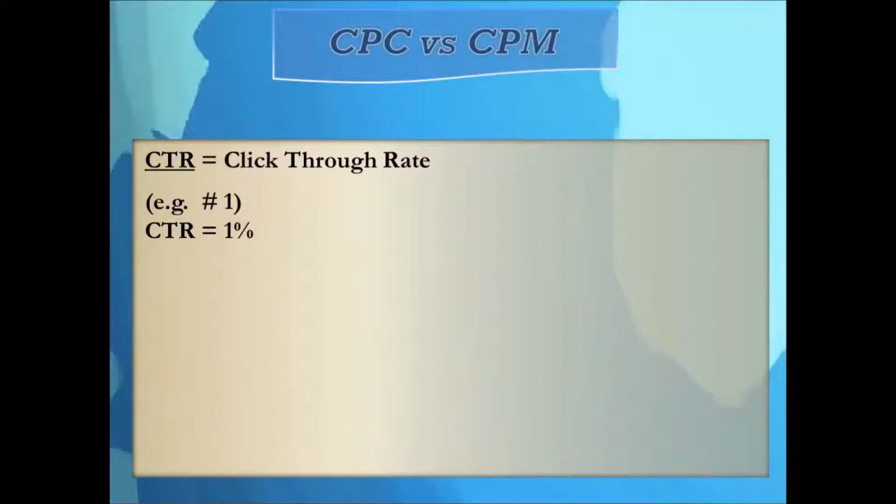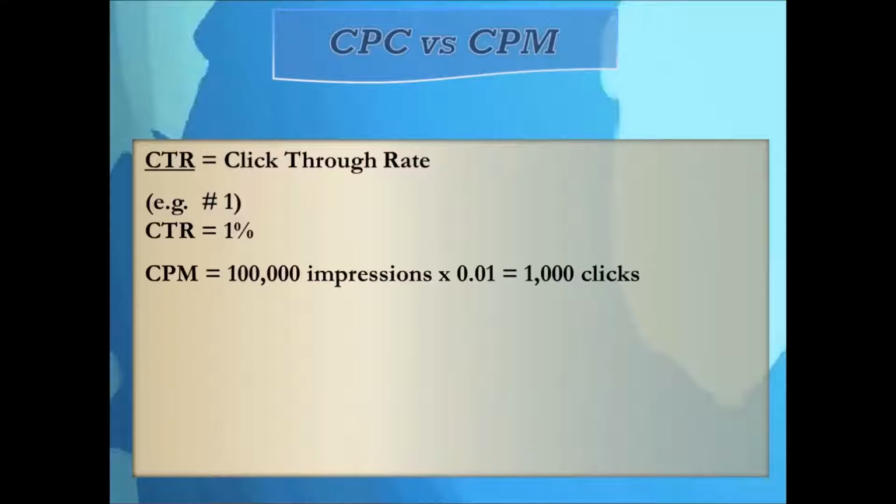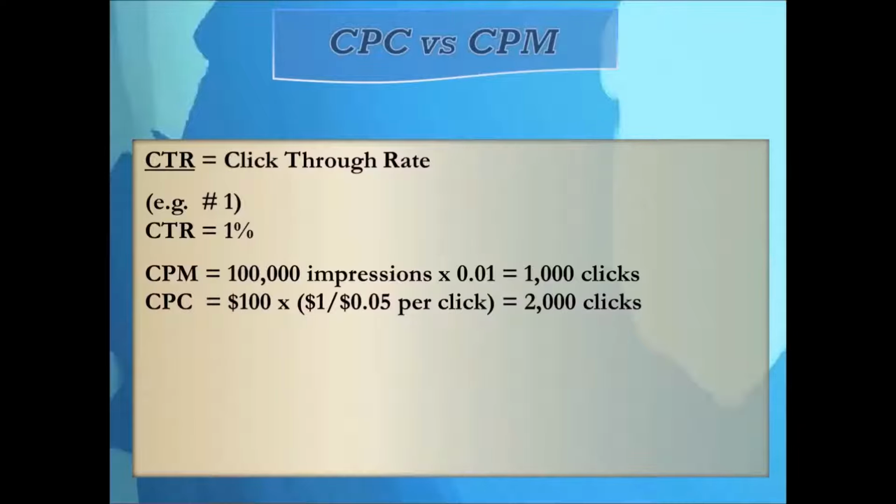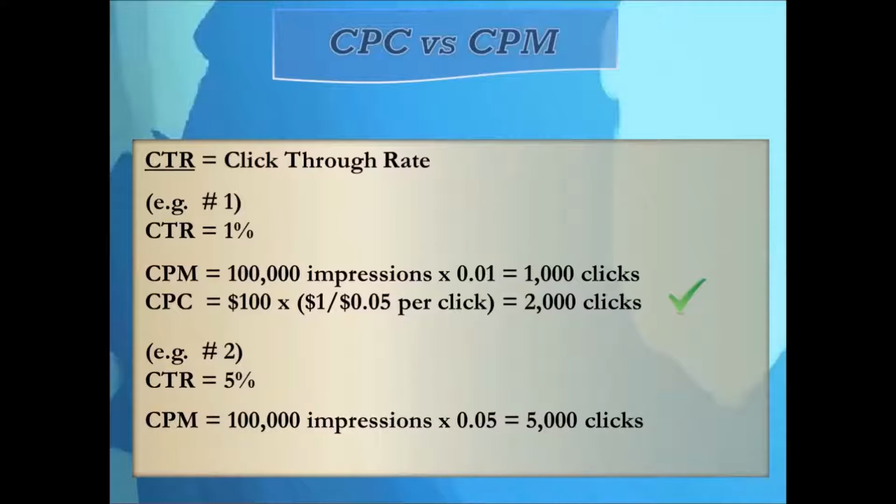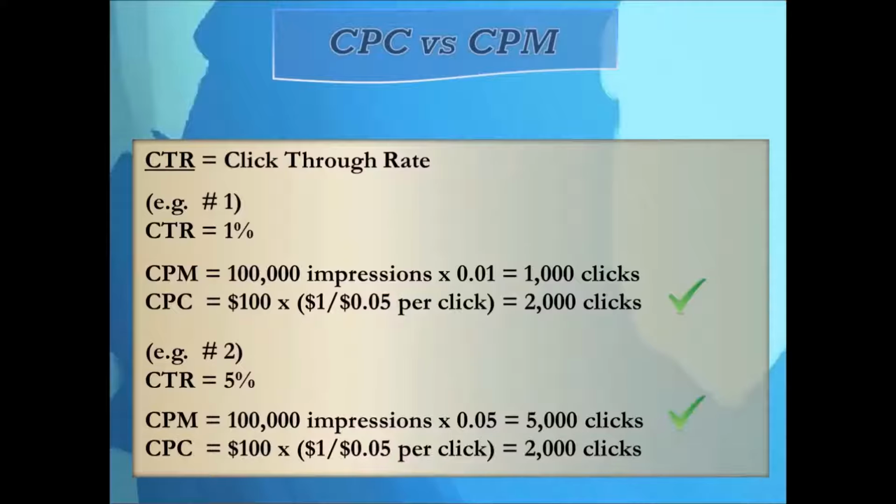Now let's pretend the CTR to your ad is 1%, which is a pretty average number for online advertising. A 1% click-through rate to your 100,000 impressions means you'll get 1,000 clicks, which is lower than the 2,000 clicks you can get with CPC. Now, if there's a 5% click-through rate, that number will jump up to 5,000 clicks, which is significantly higher than advertising with CPC. In this case, CPM is more efficient because the CTR is higher.